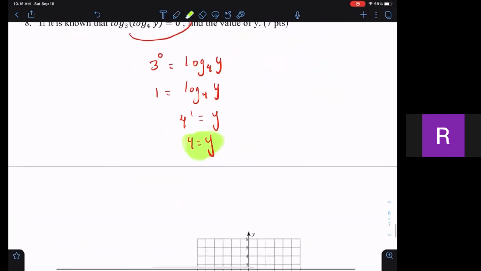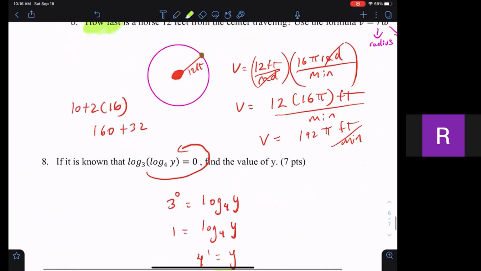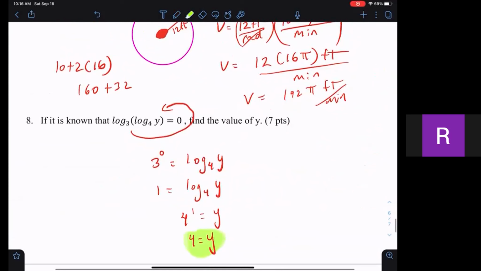And that's the entire exam. There's nothing more. This is I just need for graphing. That's it. Okay. I hope this helped you.